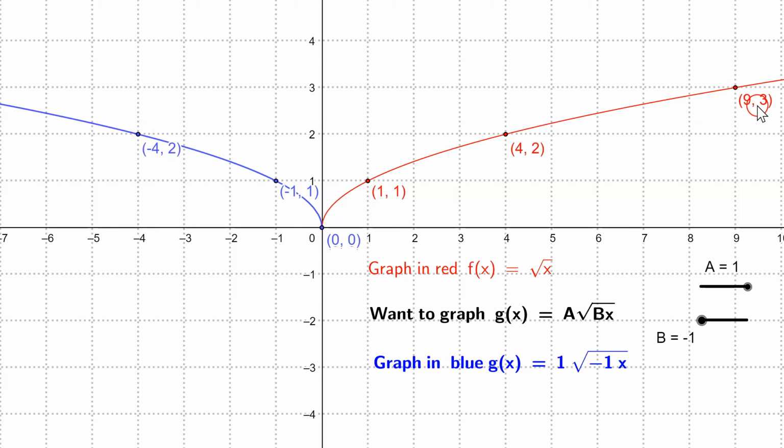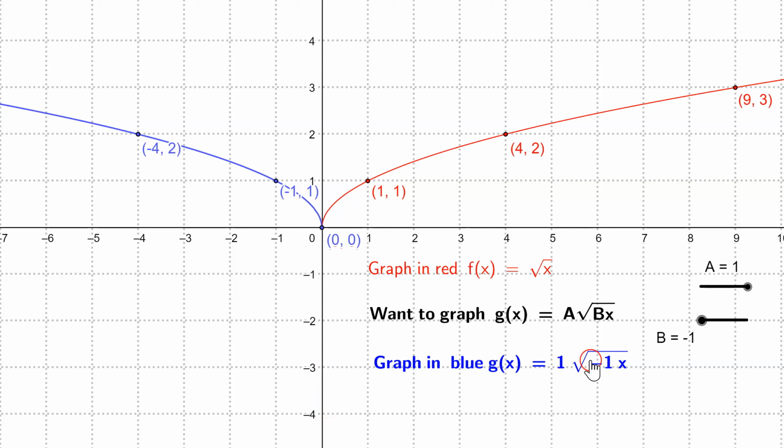And finally, the point 9, 3 will also be reflected across the y-axis, but I don't have room to show the point -9, 3 on this video. So when I multiply my x value inside the function by a -1, it's a horizontal effect. It's a horizontal reflection in the y-axis.